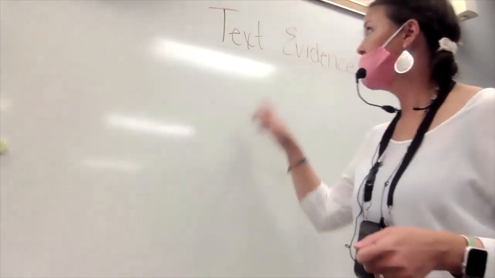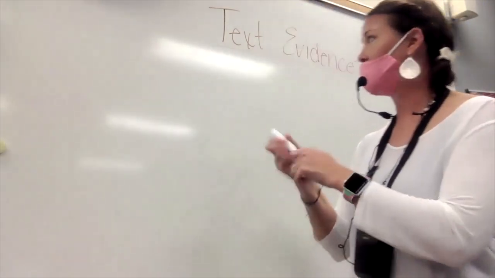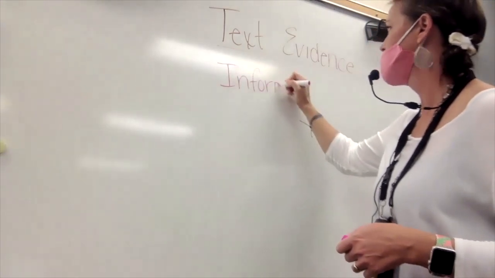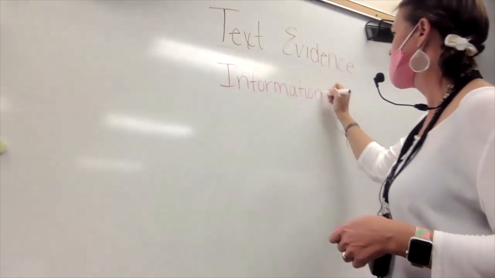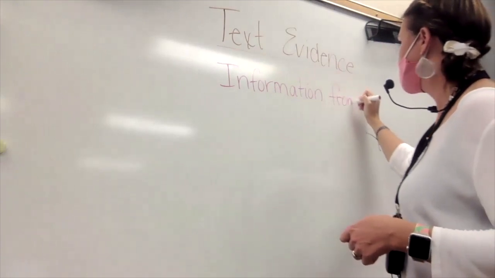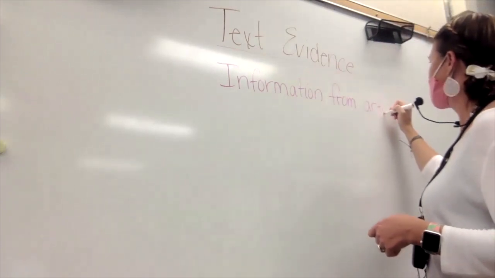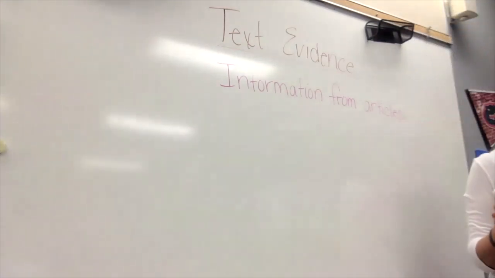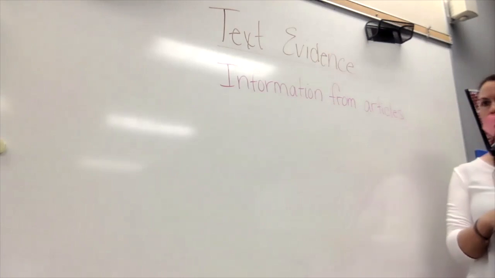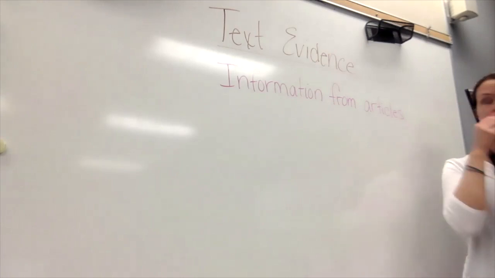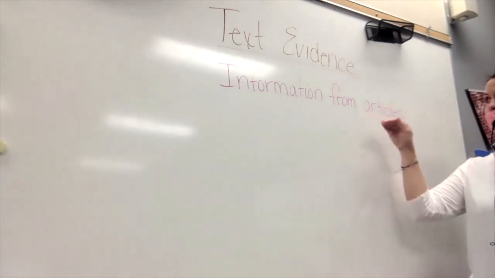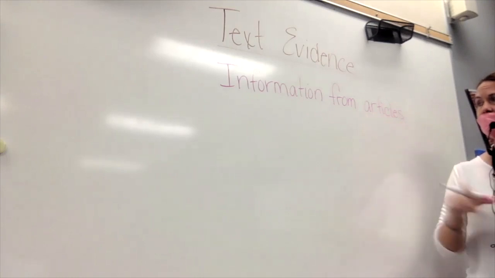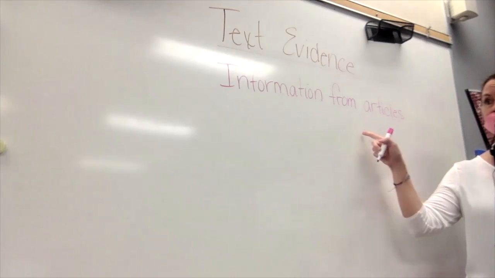All right, so with our text evidence, let's go ahead and put down our definition. It is the information from the articles. We'll go ahead and put articles more so than just text. Most of the time for you, it's going to just be articles, but it's important to make sure we understand that it is coming from the articles. It is that information that we are going to use when we do our writing. So it's information from the articles.